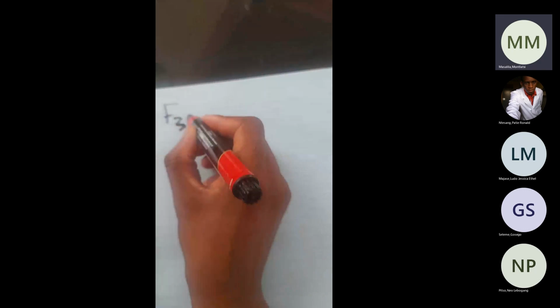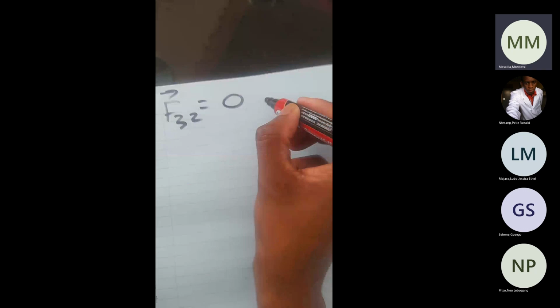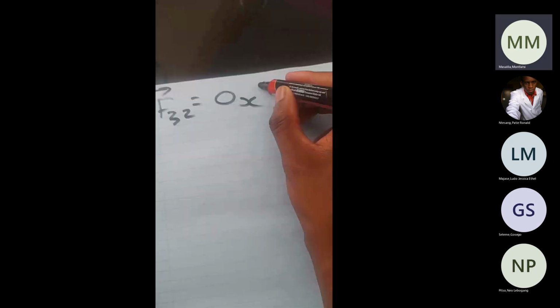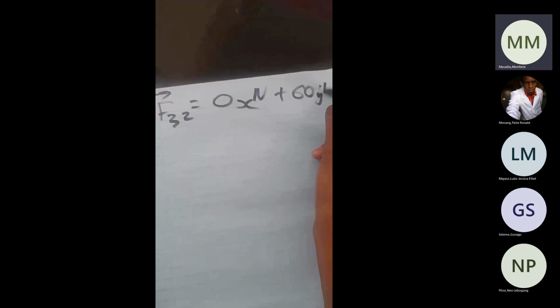Let me write on this page. I have the force F32, which is 0x Newton plus 60y Newton.